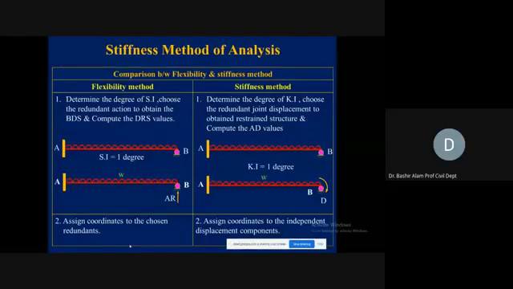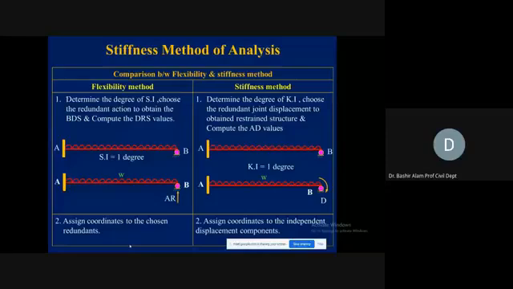Once the unknown joint displacements are known, very easily we can find the various reactions, actions, whatever internal actions you want to find. The rest of the displacements, everything you can find.